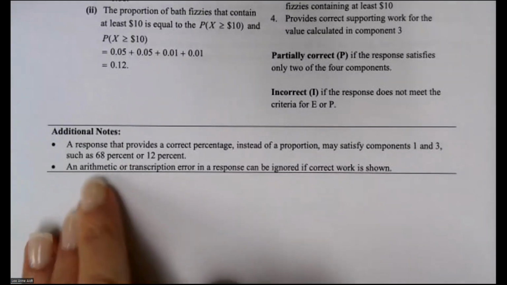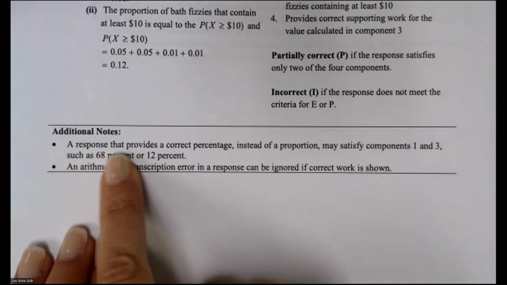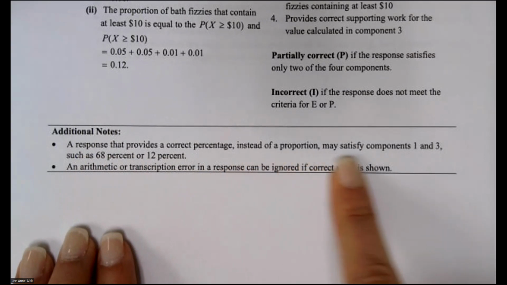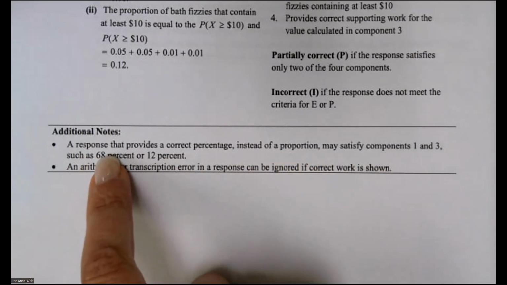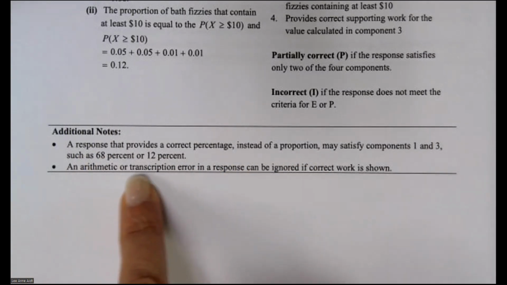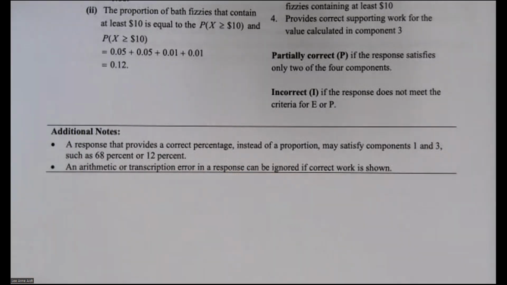Okay, this is the fun part here. This is not the fun part here, but the second part is a response that provides a correct percentage may satisfy components 1 and 3. So you could write it as a decimal, a fraction, or a percent. They don't care. Also, an arithmetic or transcription error in a response can be ignored if correct work is shown. You can get it wrong and still get it right.